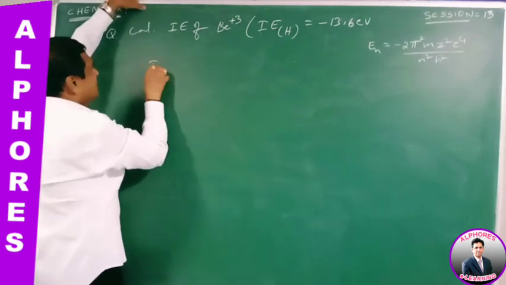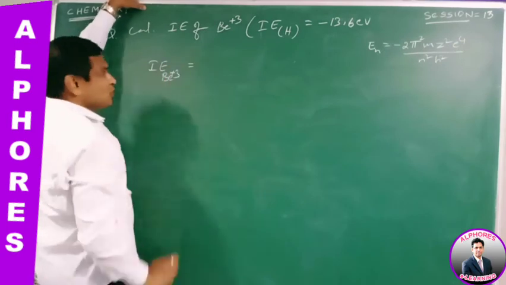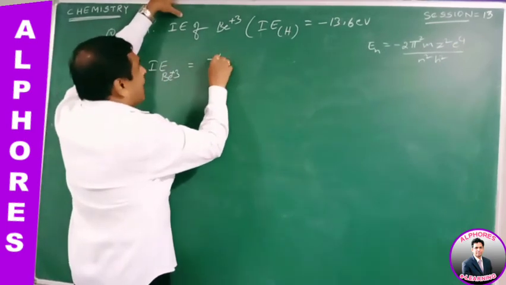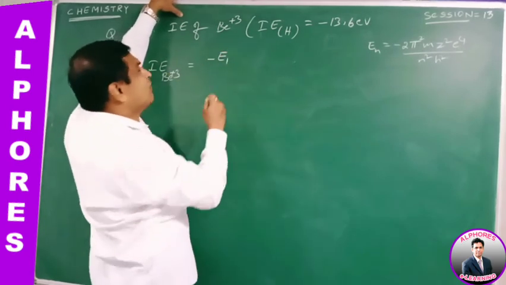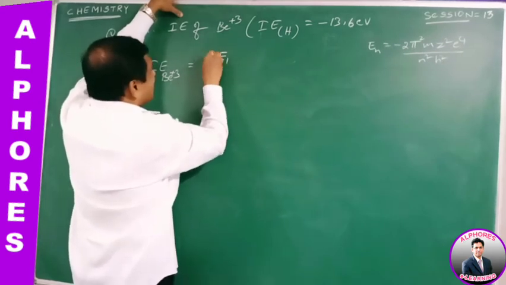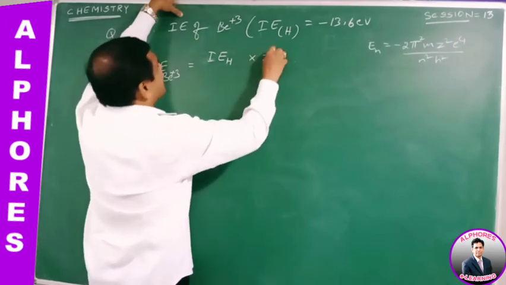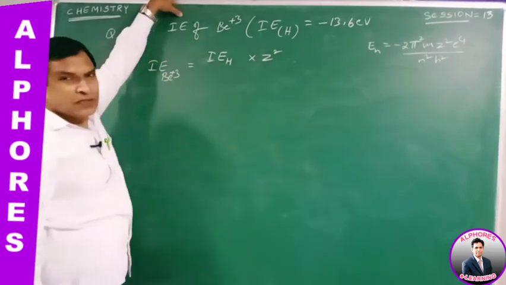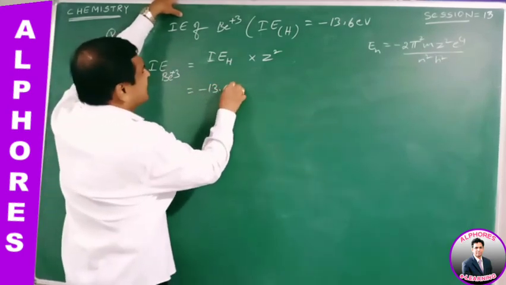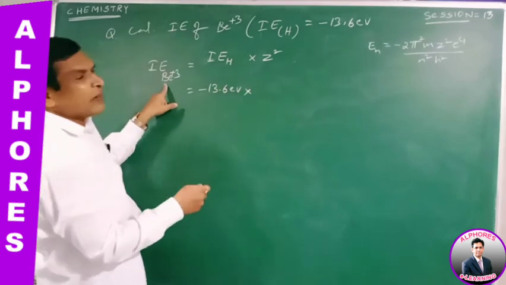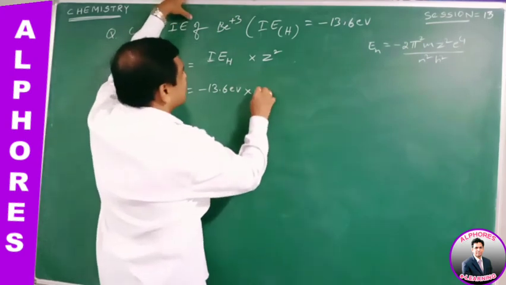Ionization energy of beryllium plus 3 is equal to the energy of the electron in the first orbit of hydrogen, that means the ionization energy of hydrogen, into Z square. Therefore, minus 13.6 electron volts into Z square. The atomic number of beryllium is 4, that is 4 square.